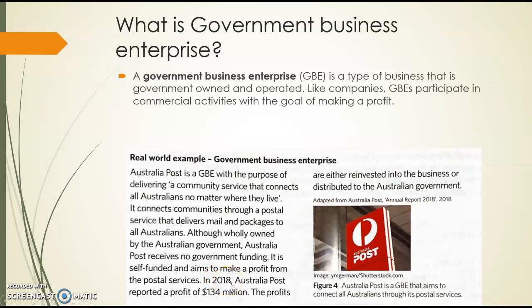In 2018, Australia Post reported a profit of $134 million. In a government business enterprise, the profits are either reinvested into the business or distributed to the Australian government. So this is an example of a government business enterprise.